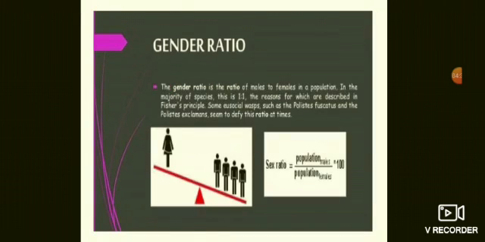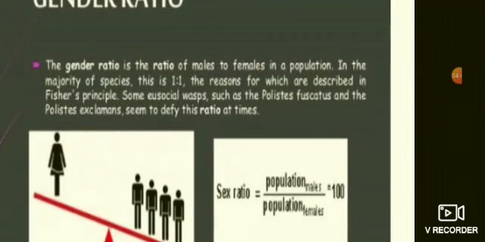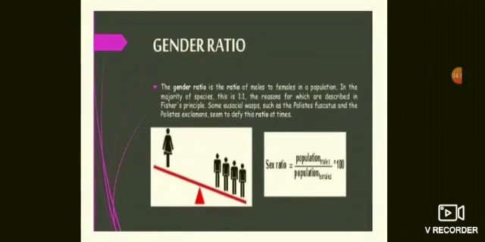Now the next characteristic of the population is called gender ratio. It is the ratio of males to females in a population. In the majority of species, this is 1:1. It is called gender ratio.